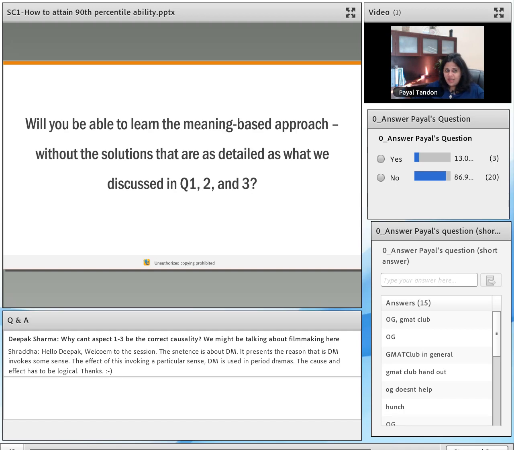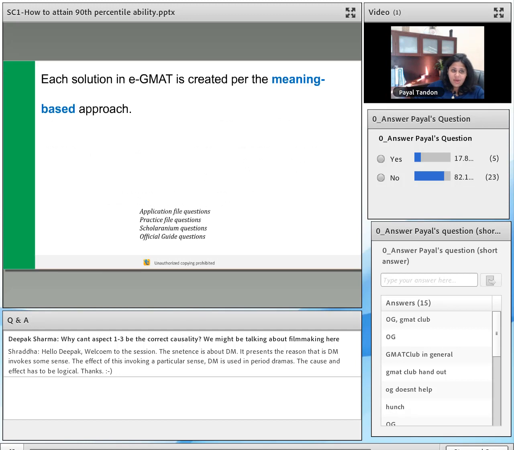Now answer this question again. Will you be able to learn the meaning-based approach without the solutions that are as detailed as what we discussed for questions 1, 2, and 3? And I'm going to remove the answers here. Tell me, will you be able to learn the meaning-based approach in the absence of such solutions? The answer clearly is no. You need to have solutions that begin with meaning, that end with meaning. You need to have those solutions.